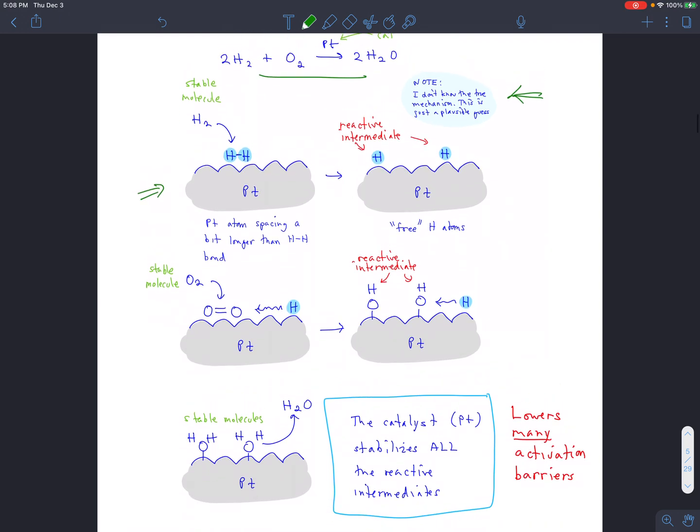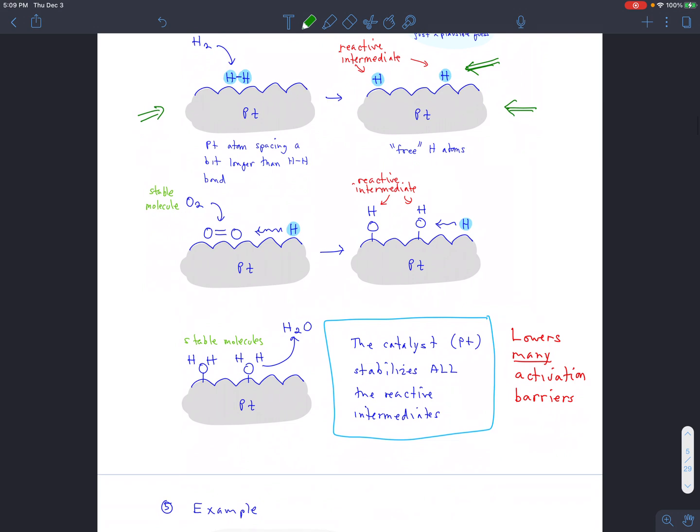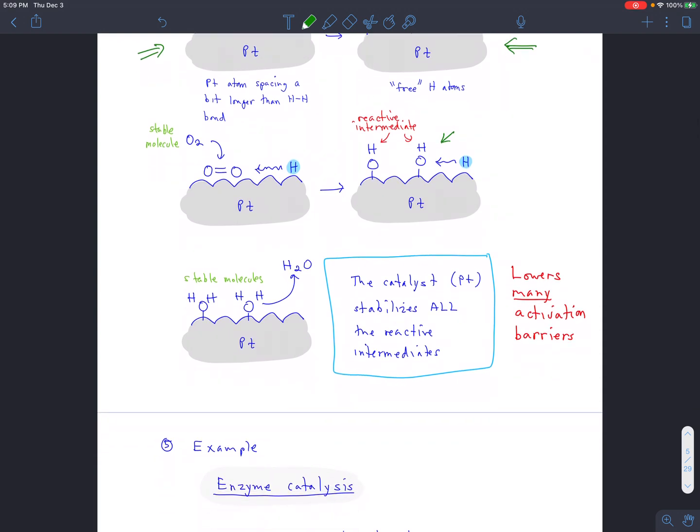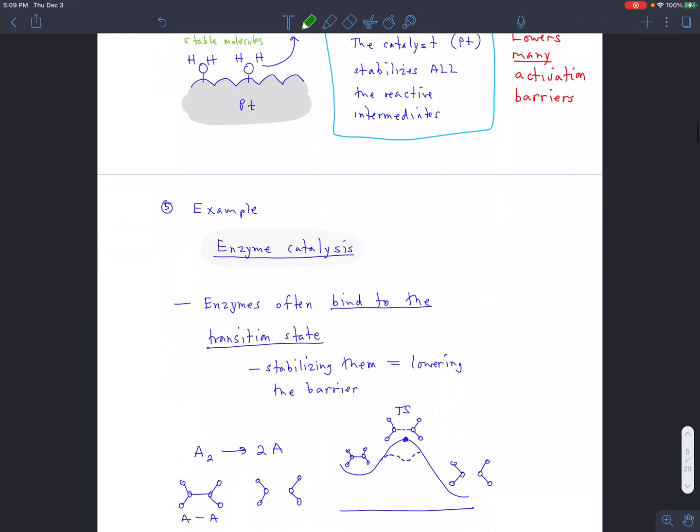But basically what it means is that all the high energy species, intermediates that would normally cost you a lot of energy to create, are much less costly to create when they're bound to a surface that sticks to those intermediates. And so all these loose hydrogen atoms, for example, and loose OH groups, and possible loose oxygen atoms, and so on, are all at much lower energy. All the intermediates are stabilized, and therefore the activation barrier is much lower.